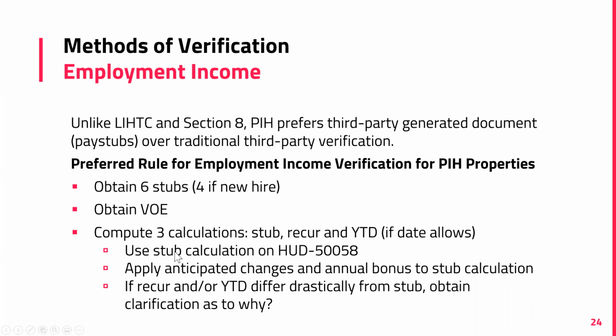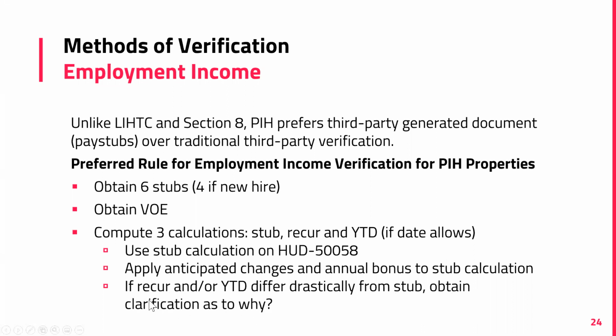The income you're going to be using on HUD 50059 is going to be the stub calculation. From the VOE, you're going to be applying things like anticipated changes and annual bonuses to the stub calculations, or tips. If it's not reflected on the stub, make sure that if they work in the service industry, you are using a tip affidavit. And then if the annual income from recurring wage or year-to-date differs really drastically from the stub, we need to obtain clarification as to why.